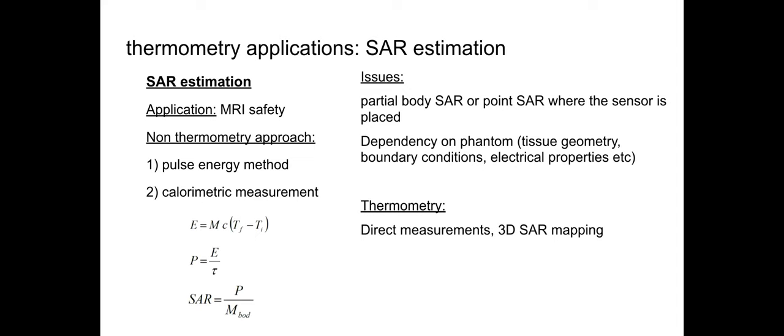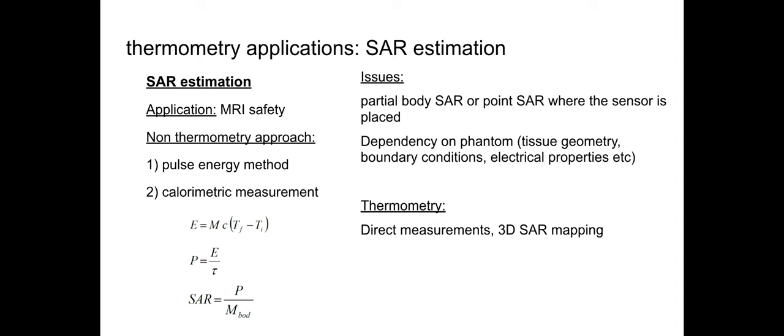Okay, so going back to connecting this to thermometry, in theory, knowing the temperature change over time and the properties of the phantom, we can calculate and map out SAR using thermometry. From a safety standpoint, SAR is important. Usually it is predicted by electromagnetic and thermal simulations in human models, or through measurements on phantoms according to the society standard. One experimental method is the pulse energy method, which basically calculates the energy per pulse and averages it over TR to find the power.